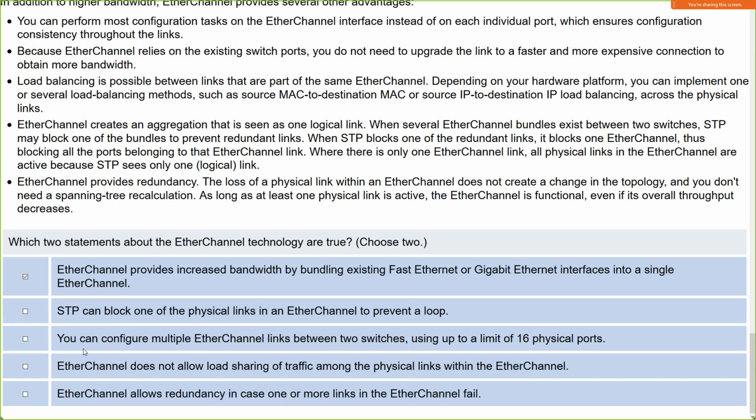Ether channel does not allow load sharing of traffic. That's absolutely false. Ether channel allows redundancy in the case of one or more links in the ether channel failing. Absolutely. So this option C could be potentially true, right? If you have more of a modern switch, it would allow you to have up to 16 links in an ether channel. But I would say pretty much that's not the case. Most switches are just going to be the eight links in the channel.